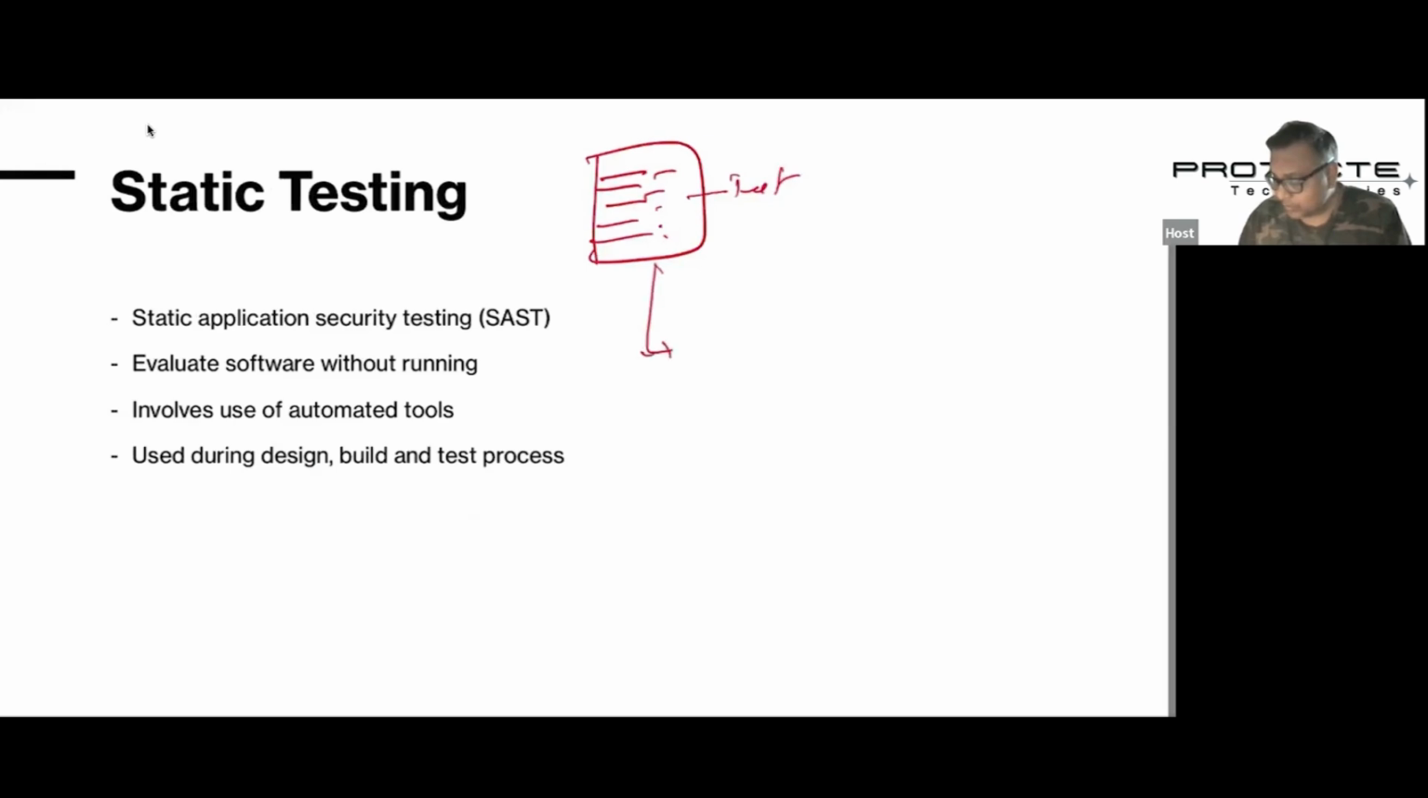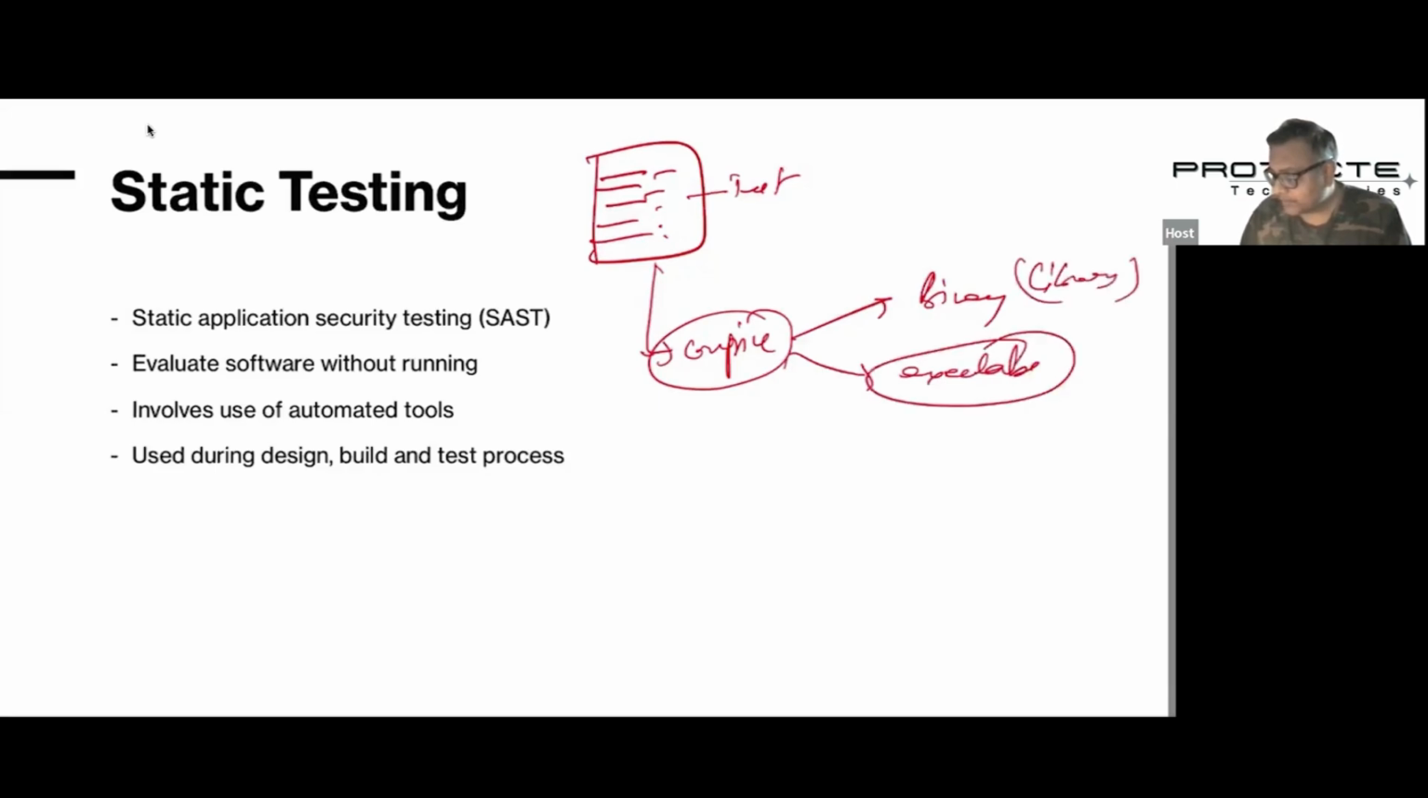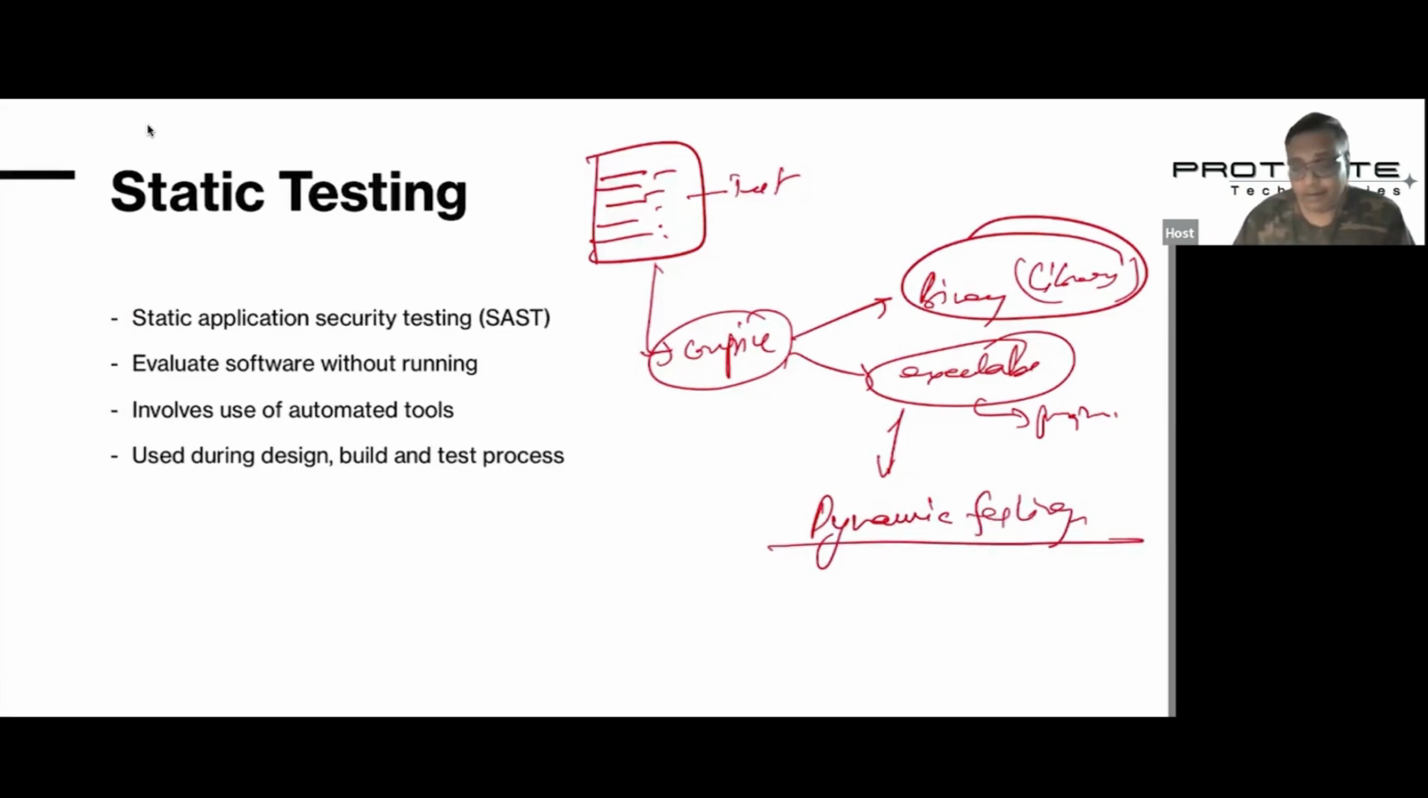But once you've compiled the code, it will either become a binary or an executable, right? Binary if it is a library, and executable if it is a program. Now, if you want to test this software, then you have to use something called dynamic tools. Dynamic testing tools are the tools which test the software during runtime, and static testing tools are the tools which test the code when it is just lines of code.